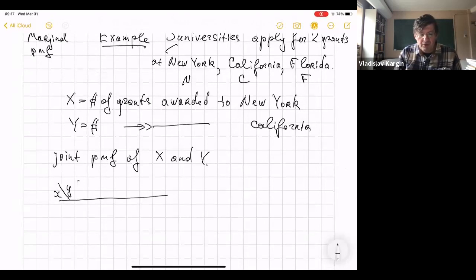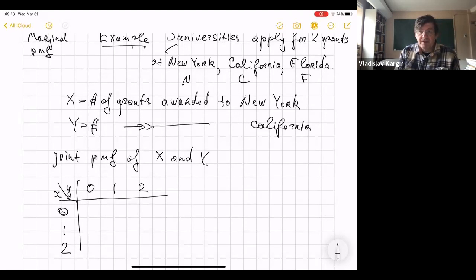So what are the possible values for X? There are only 2 grants possible. So there is a possibility that no grants are awarded to New York University, 1 grant is awarded to New York University, or 2 grants are awarded to New York University. So we have here 0, 1, and 2. And for Y, it's totally symmetric, so 0, 1, and 2. We need to fill out this table and see what's the probability that X and Y are equal to some specific values.